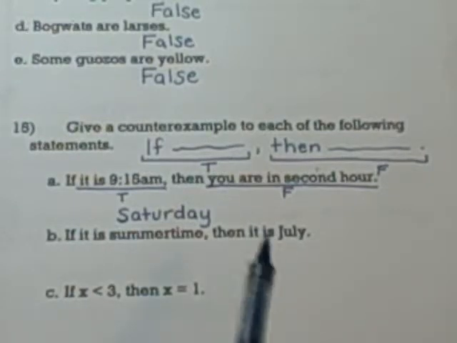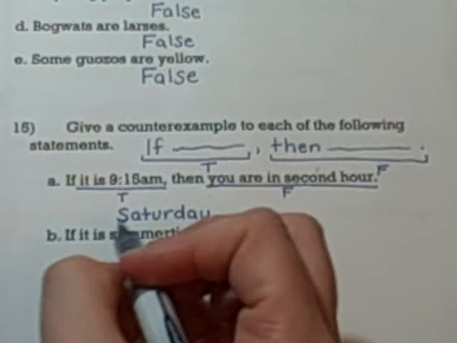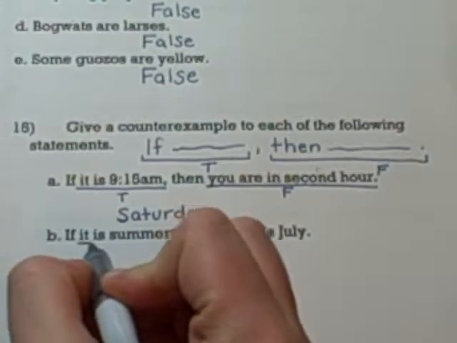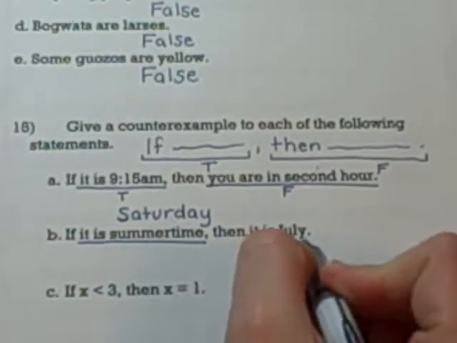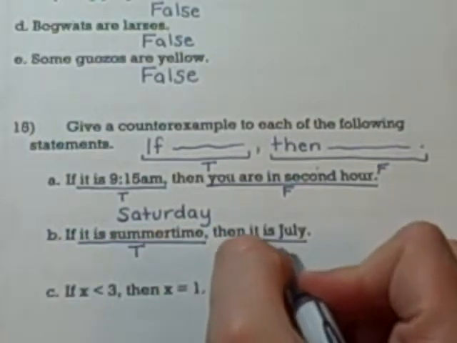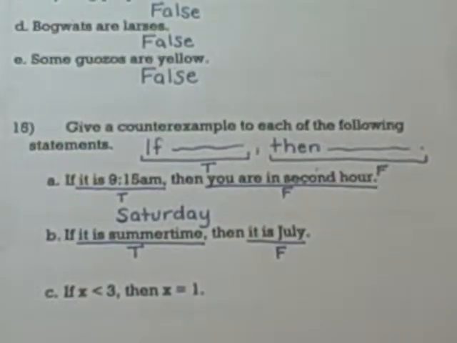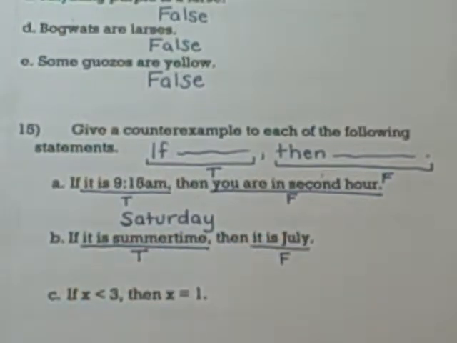Okay, question B. If it is summertime, then it is July. Again, for a counterexample, we want this to be true. So we want something where it is summertime, but we want this to be false. So we want summertime that is not July. So does it have to be July if it's summertime? No. It could be June, it could be August. But remember, for a counterexample, you just need one of those.